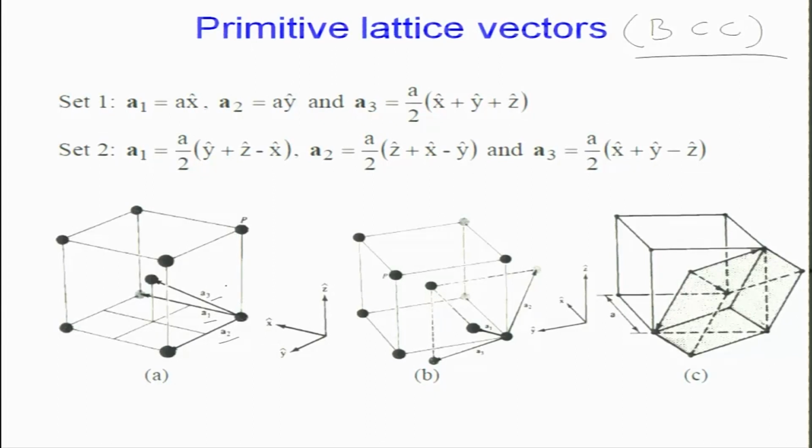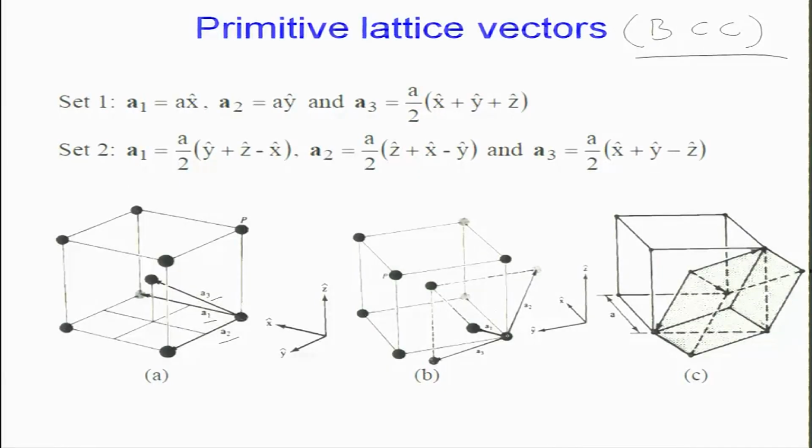You can have this set of lattice vectors and still construct a primitive lattice, or you can alternatively have another set of vectors which seems more convenient in BCC. What you choose is dependent upon the symmetry, but there are multiple possibilities. Okay, so this is A1, A1 could be this one from here to here.